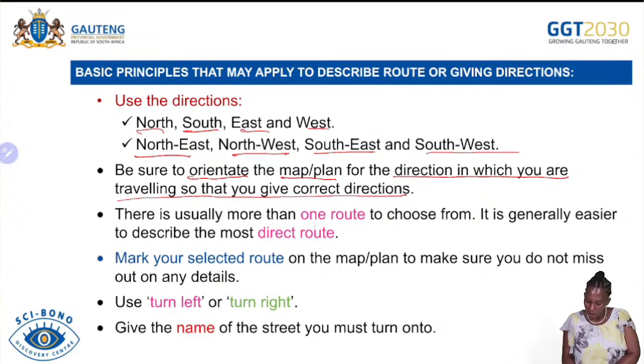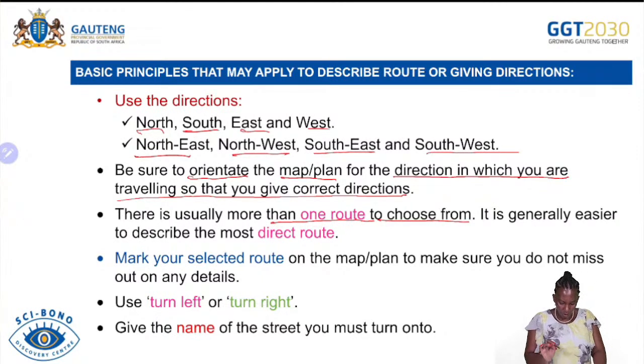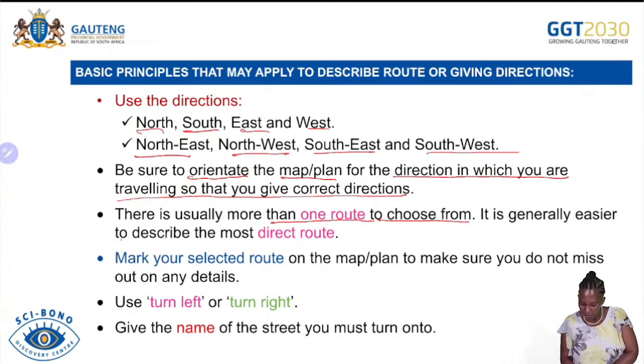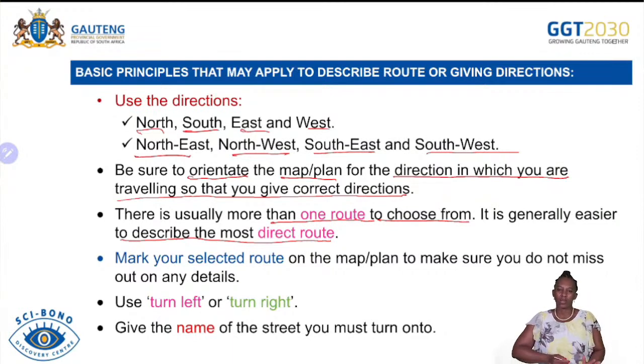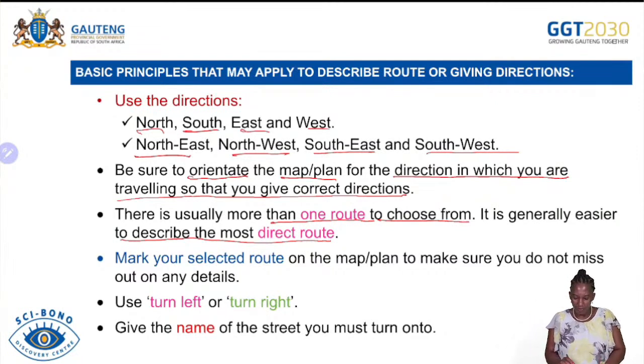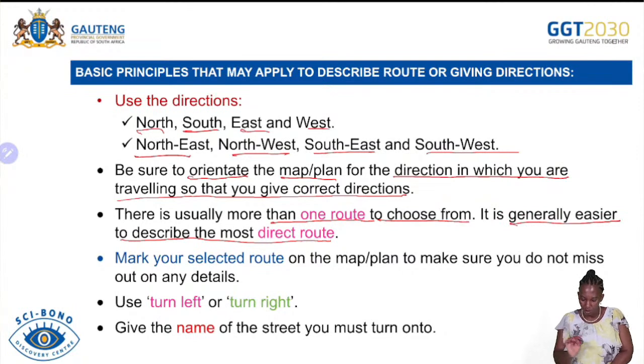There is usually more than one route that a person can choose from. It is generally easier to describe the most direct route. When you give a person a direction, the landmarks are there. Tell them when you turn to the left, this is what you'll come across. You drive straight, and then you come to this point. Those are the landmarks. So when you give direction, use the easiest route to describe, so that this person can understand you.